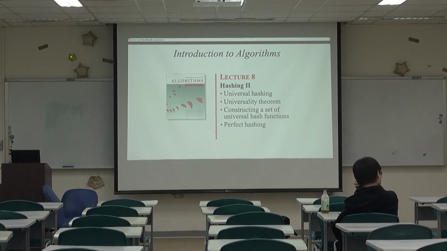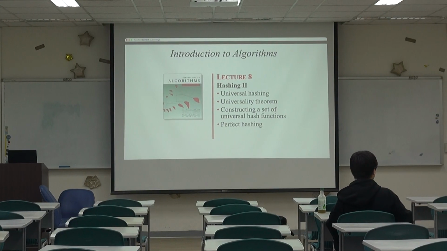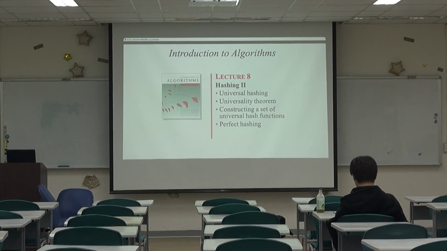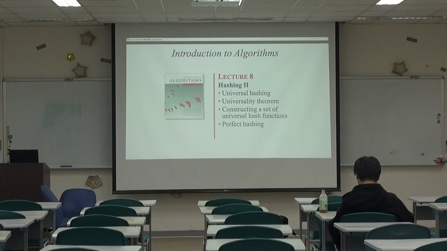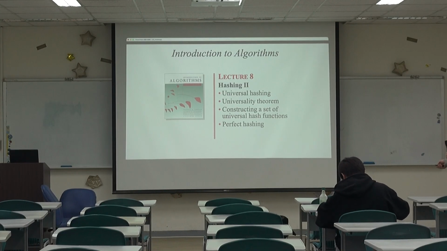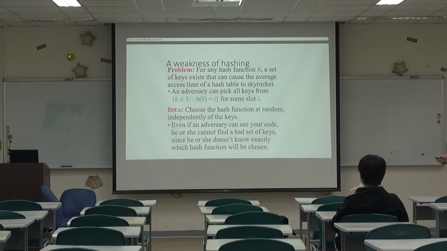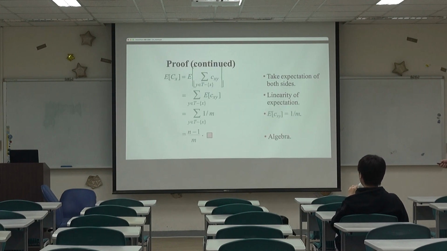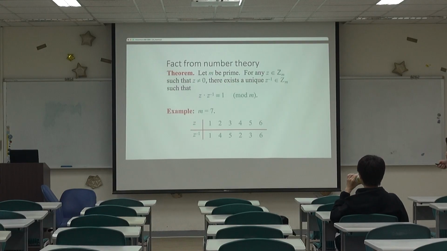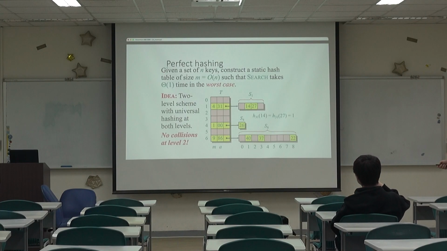So we talk about hash functions. We finish the universal hashing, and also talk about how we can construct such a universal hash function. So the only thing left is the perfect hashing.